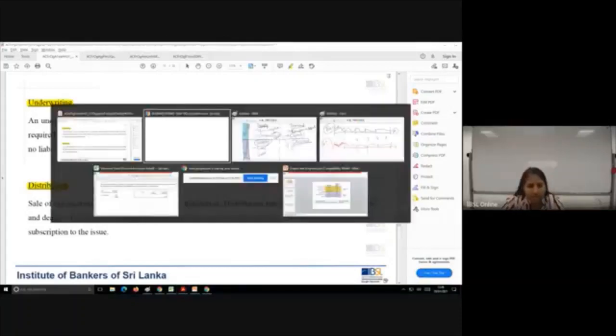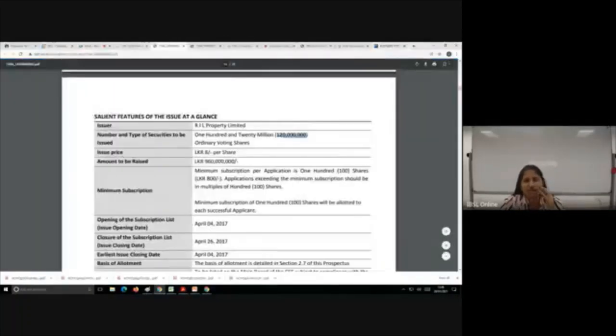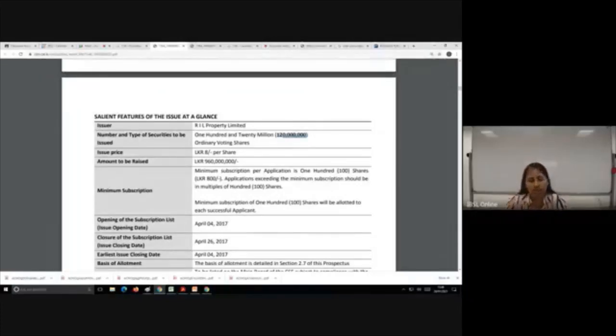But if the applications are totaled up and the total comes to 60 million shares only, half of what this company is going to issue, that is called under subscription. Not only 50, even if they subscribe for, let's say, 100 million shares, it's under subscribed. Anything less is going to create a negative impact, especially on the good name of that company.